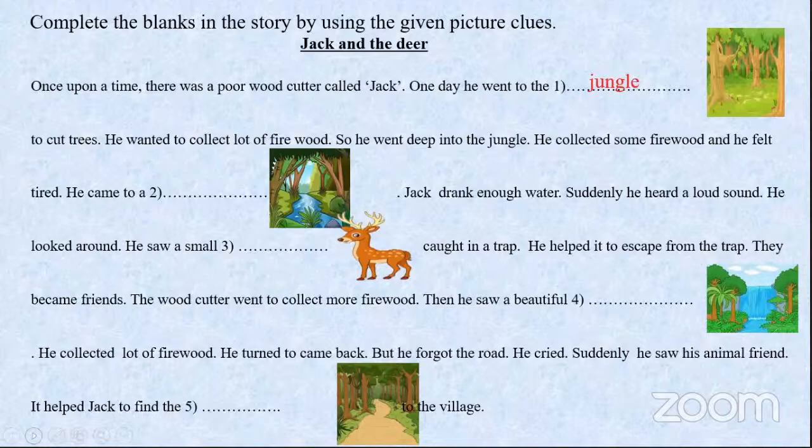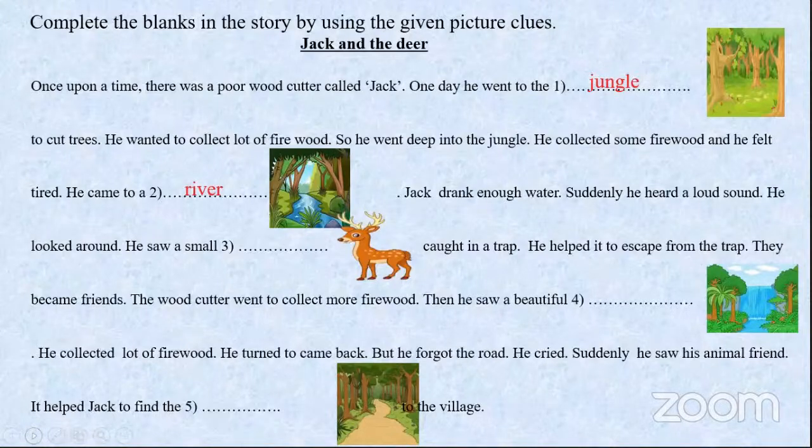He wanted to collect lot of firewood. So he went deep into the jungle. He collected some firewood and felt tired. He came to a blank. So we can see a picture of a river, right? He came to a river.